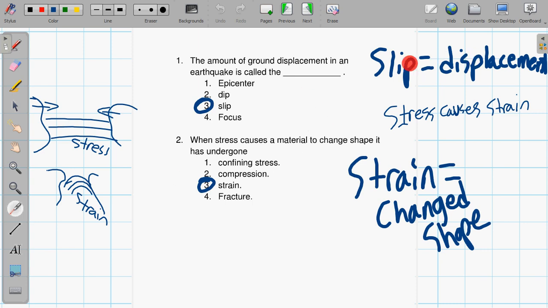All right, remember that slip is the displacement that the rock layer moves during an earthquake. Stresses cause strain. Strain is the change in shape. So over here we have these two plates stressing these rocks by compressing them, and then over time, the rocks may bend. We call that strain. So the amount of ground displacement in an earthquake is called the slip. When stresses cause a material to change shape, we call that strain.